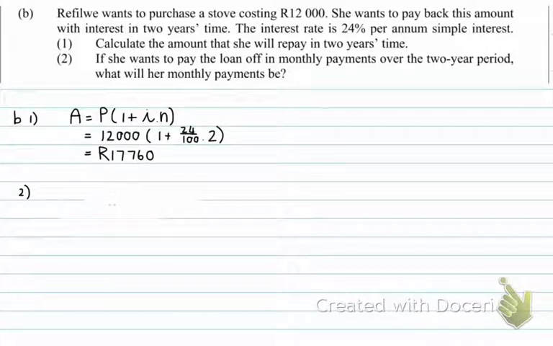Number 2, if she wants to pay the loan off in monthly payments over the 2-year period, what will her monthly payments be? Now remember, there is 24 months in 2 years, so that is just simple. That's 17,760 Rand divided with 24 months, and then you will get that she will have to pay 740 Rand for the next 24 months.